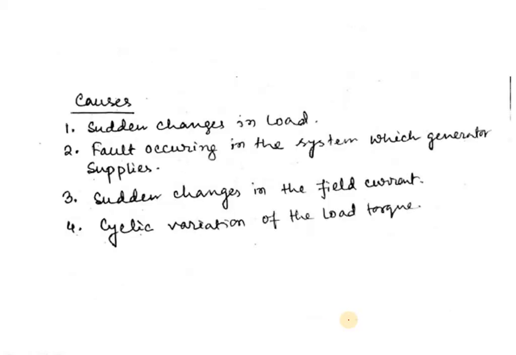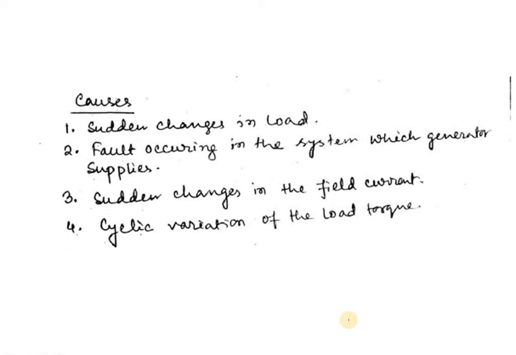Okay. So what are the causes behind it? First of all, sudden changes in load. Secondly, a fault occurring in the system with generator supplies. Thirdly, sudden changes in the field current. Fourthly, cyclic variation of the load torque. These are the four conditions or four causes for the creation of hunting.